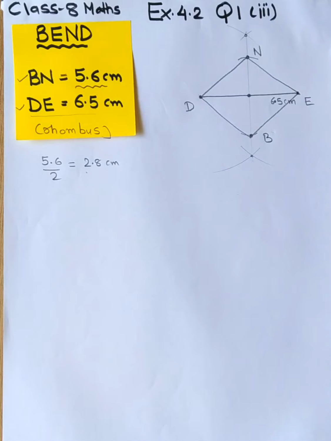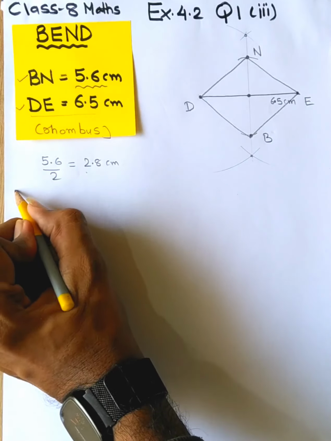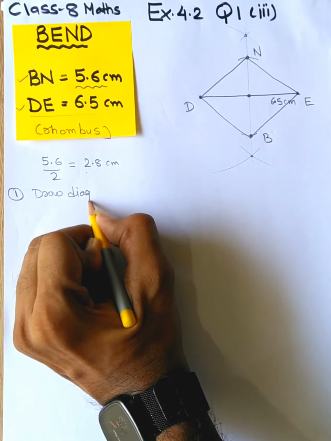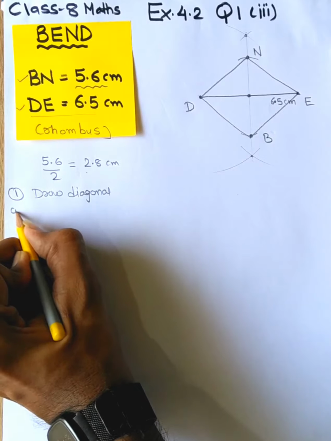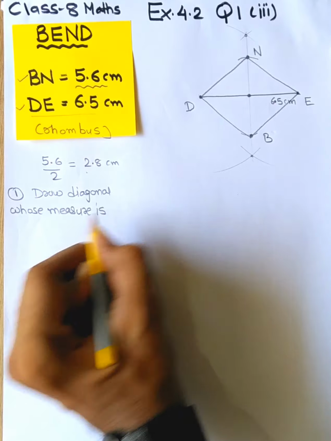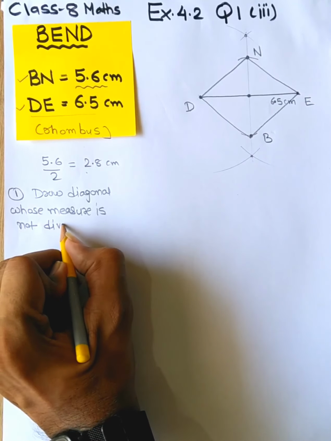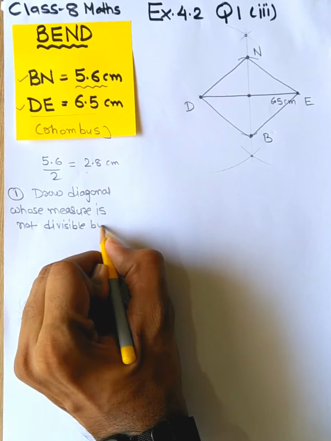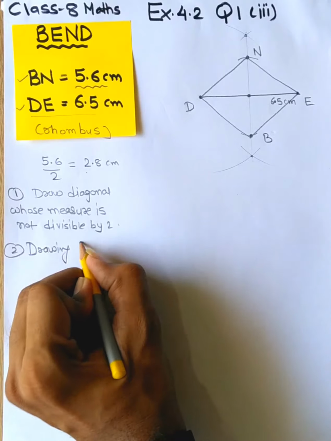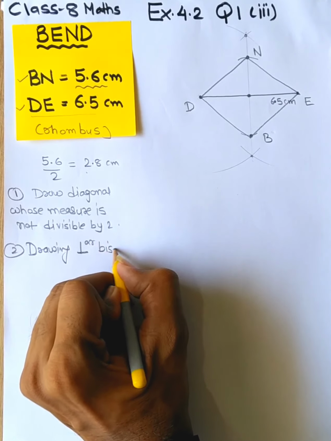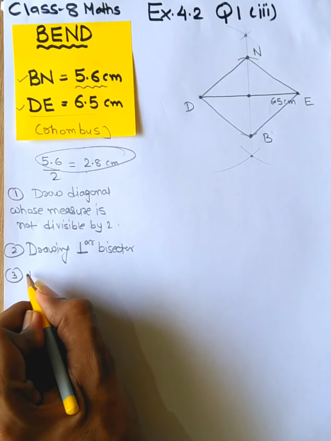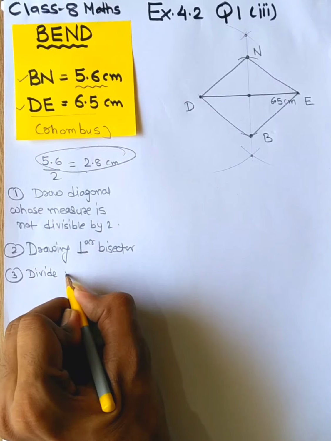Clear? So quickly revising, what will be my first step? My first step will be to draw the diagonal whose measure is not divisible by 2. Okay. Second, drawing the perpendicular bisector. And third one will be this step, divide measurement.